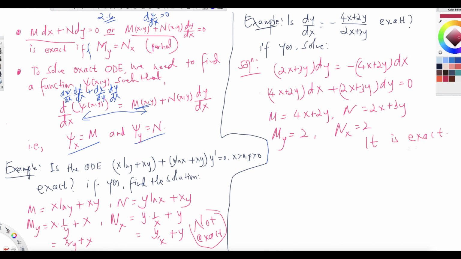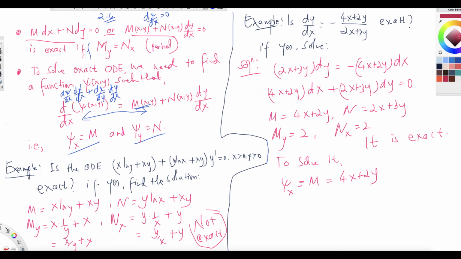Okay, so to find the solution, we need to find a function such that psi sub x equals m. We need to find a function such that psi sub x equals m, right? What is m though? M is 4x plus 2y, right? Now our goal is to find the function psi. So how do I find that?